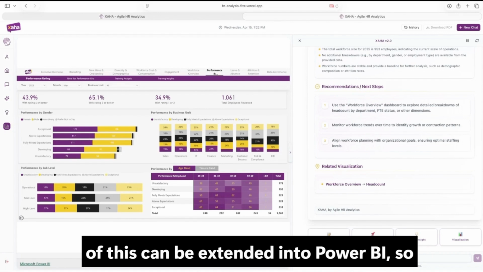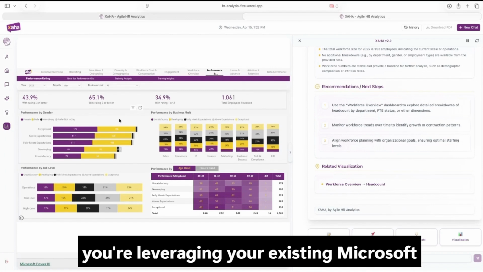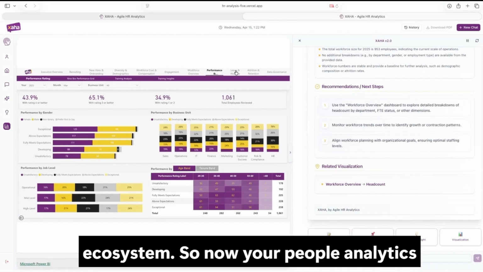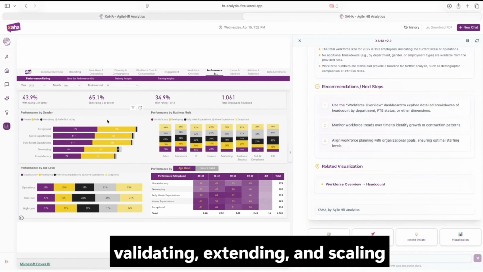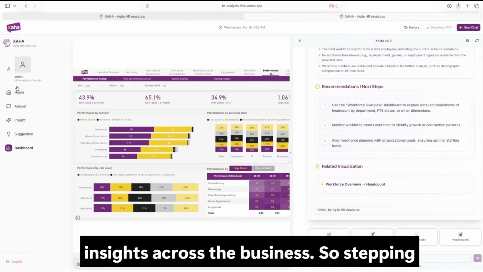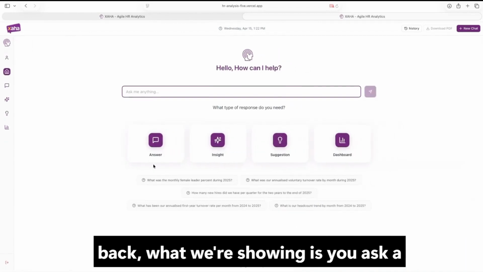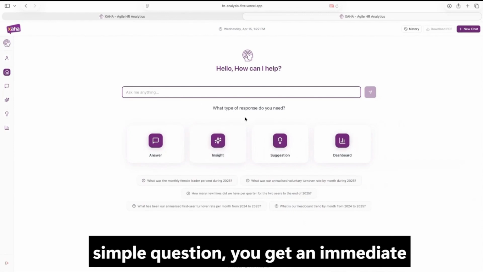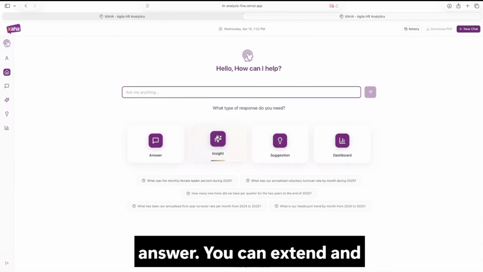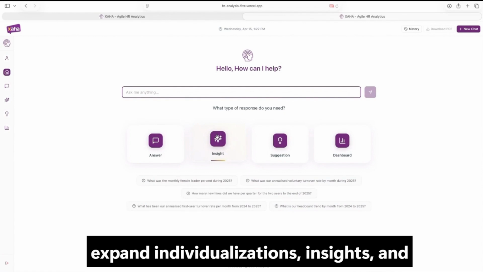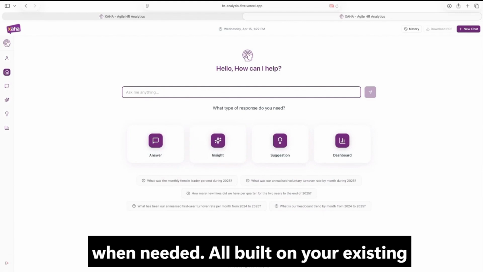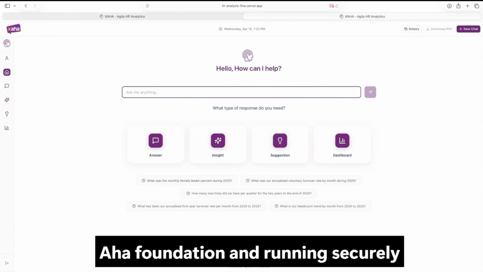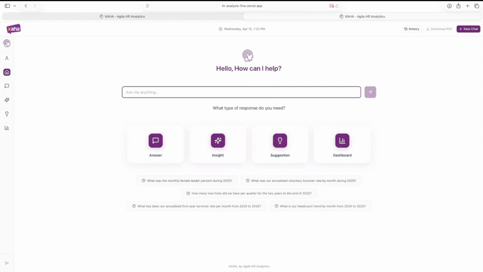All of this can be extended into Power BI, so you're leveraging your existing Microsoft ecosystem. So now your people analytics team shifts from building dashboards to validating, extending, and scaling insights across the business. So stepping back, what we're showing is you ask a simple question, you get an immediate answer. You can extend and expand into visualizations, insights, and recommendations, and can go deeper when needed. All built on your existing AHA foundation and running securely within your Microsoft environment.